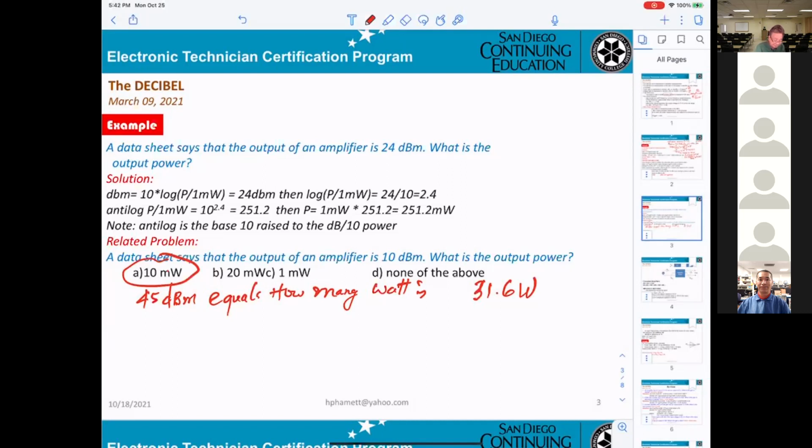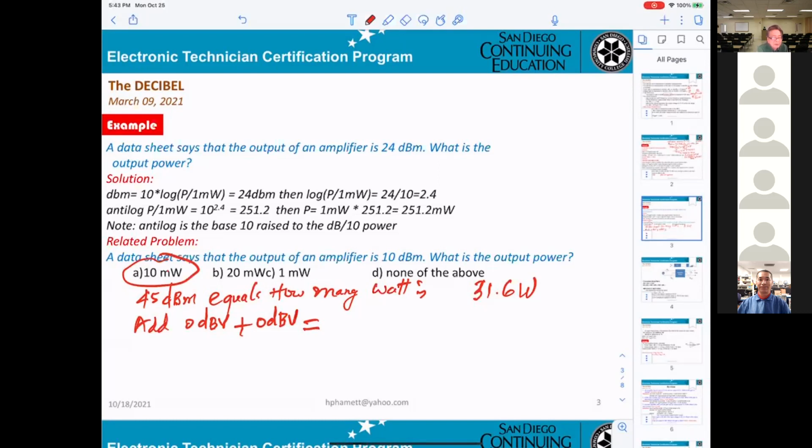Okay, the next one. Can you add 0 dB volt and 0 dB volt? The answer is no. What is the answer? The answer is no.